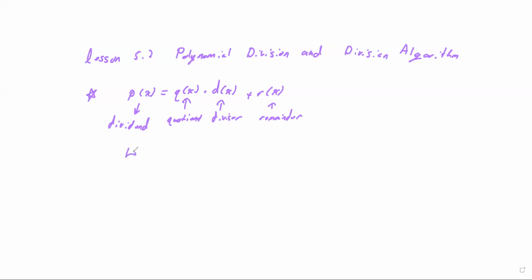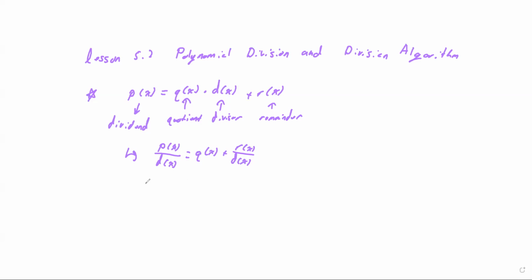So again, to rewrite this in a format that you'll be seeing a lot, you have your P of X divided by your D of X, and that will equal your Q of X plus your R of X divided by D of X. So if we do have a remainder, we'll write out the answer plus remainder divided by whatever we were dividing by.